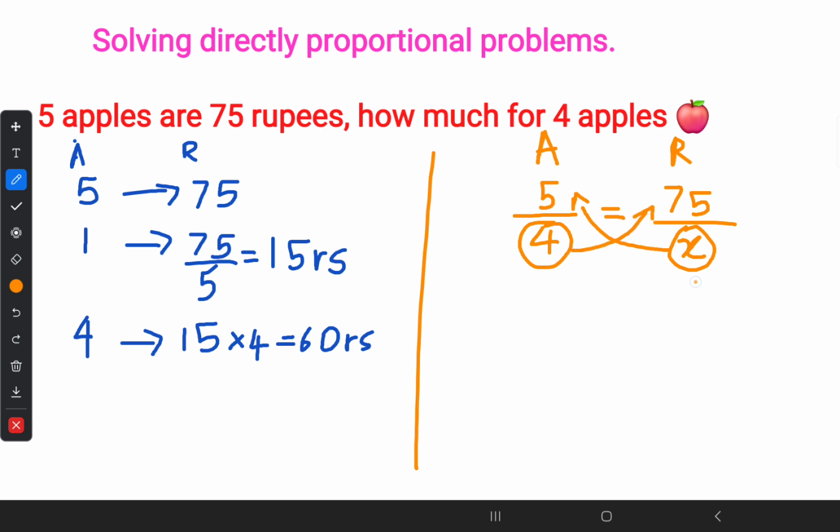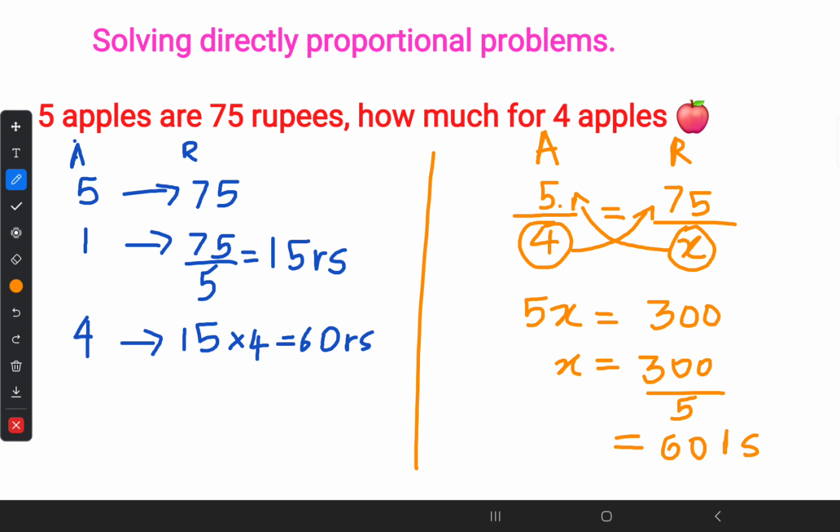We have to make X the subject. For that, I will bring the 4, which is multiplied, to the opposite side. So 5 times X is 5X, which equals 4 times 75, that is 300. If 5X is 300, X would be 300 divided by 5. That gives you 60 rupees. This is the amount of money you should pay while buying 4 apples. This is the method called the direct proportion method to solve such problems.